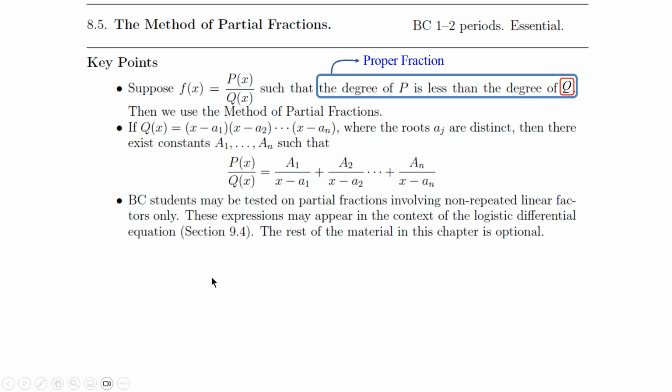So BC students may be tested on partial fractions involving non-repeated linear factors only. I'm going to show you some repeated ones tomorrow maybe. These expressions may appear in the context of the logistic differential equation, section 9.4. The rest of the material in this chapter is optional. So let's have some fun.